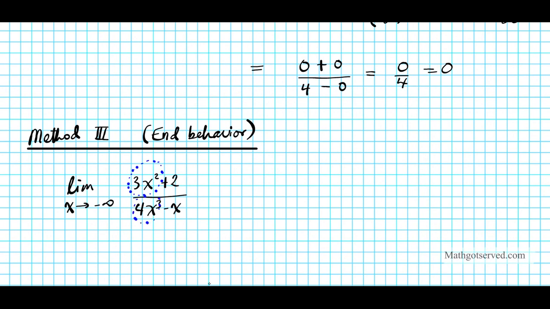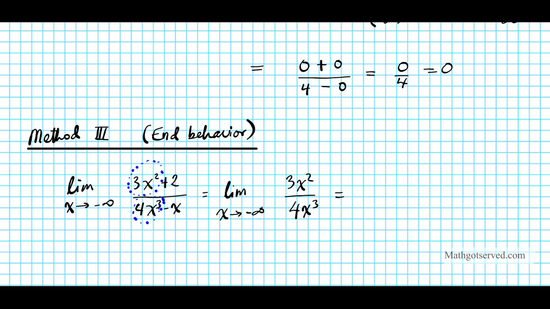Okay? So what we're going to do is extract those two. And then this limit basically becomes the limit as x approaches negative infinity of 3x squared over 4x to the third. Okay? Now you subtract the smaller exponent from the bigger one.